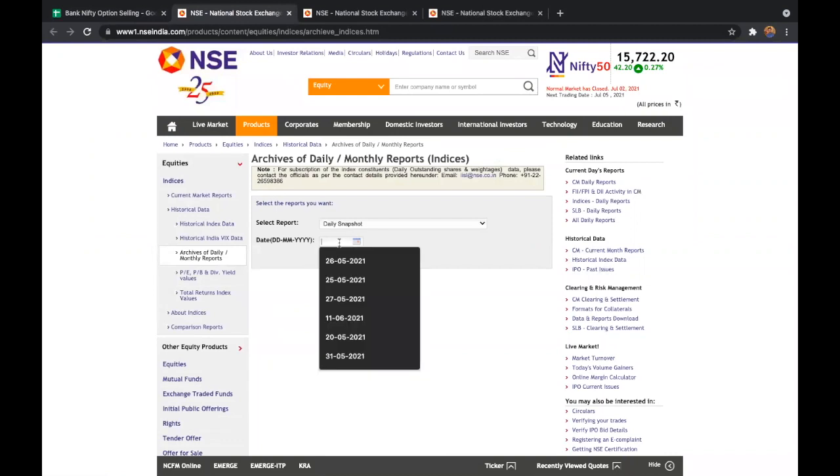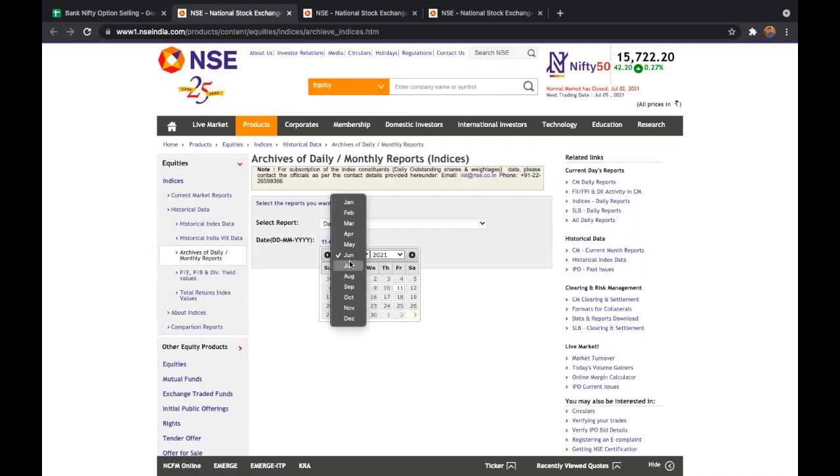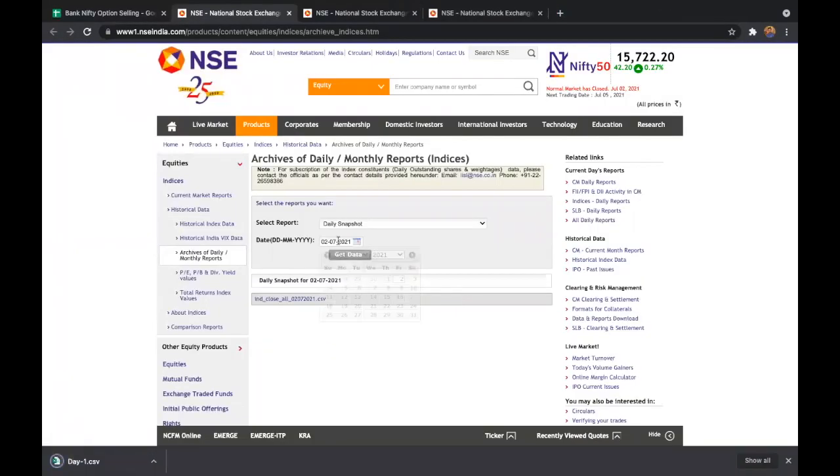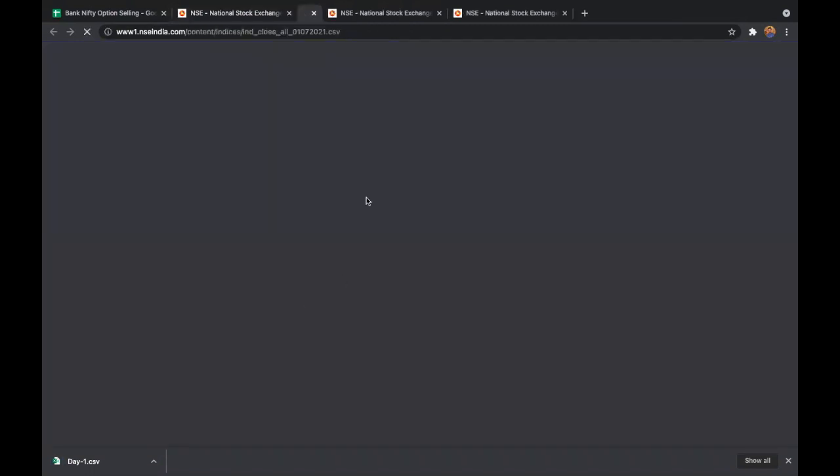We just select daily snapshots, then select the relevant date. The date would be July 2nd for us now, because the next trading day is 5th July and the previous trading day was 2nd July, right? So we just download this. This is day one data for us, because the previous trading day is considered as day one. And we also download 1st July data, and this would be day two data, that is previous to previous. So we save it as day two data, right?